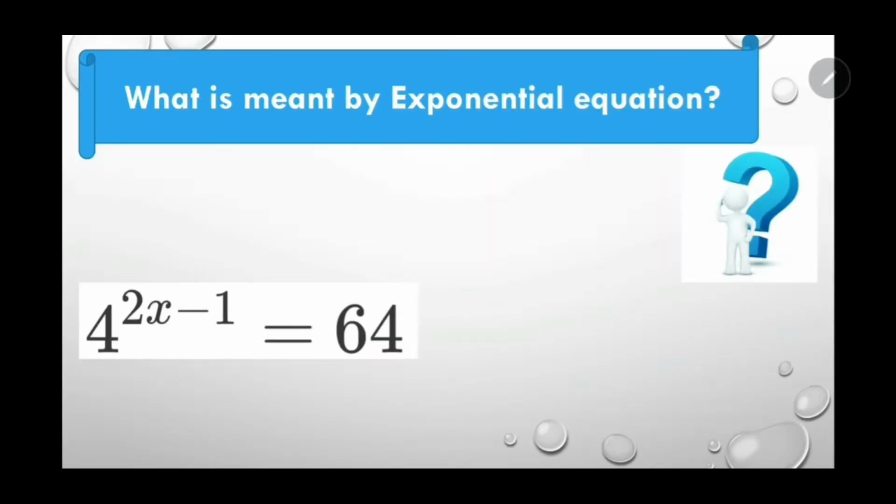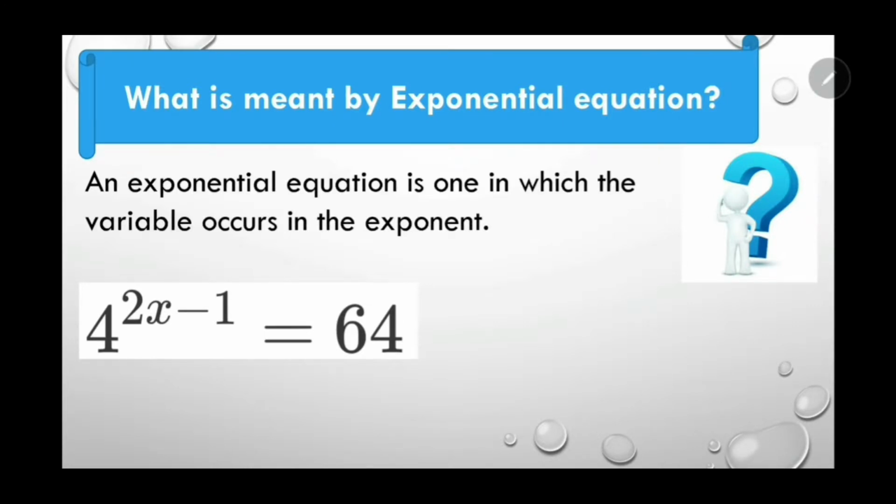Now, what is meant by an exponential equation? An exponential equation is one in which the variable occurs in the exponent. So as you see here in the example, 4 power 2x minus 1 equals 64, where x is the variable and x here is in the exponent of 4. So what is the value of x? This is how we're going to solve the exponential equation.